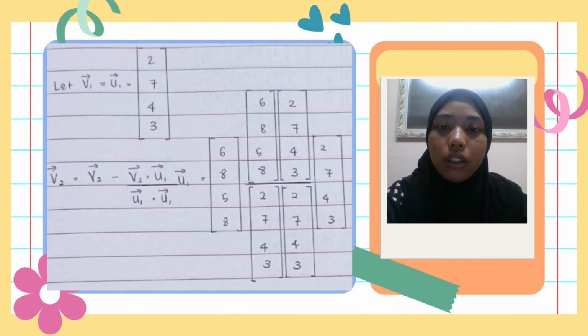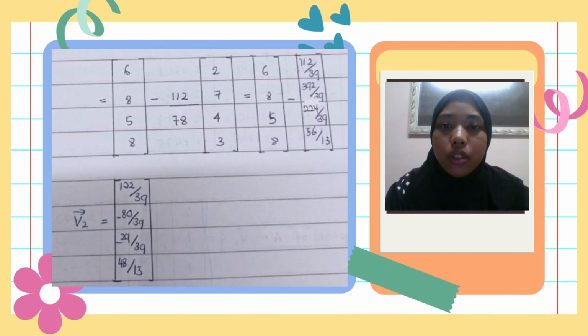So as I show that, 6858 for V2, and then V2 multiplied with U1, 6858 multiplied with 2743, over U1 multiplied with U1, so 2743 multiplied with 2743, and then multiplied with U1 again. And then for the next step we simplify from 6858 minus 112 over 78 multiplied with 2743 and then we get 6858 minus 112 over 39, 392 over 39, 224 over 39 and lastly 56 over 13.